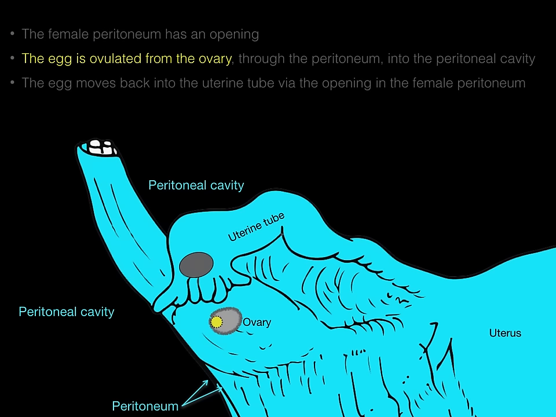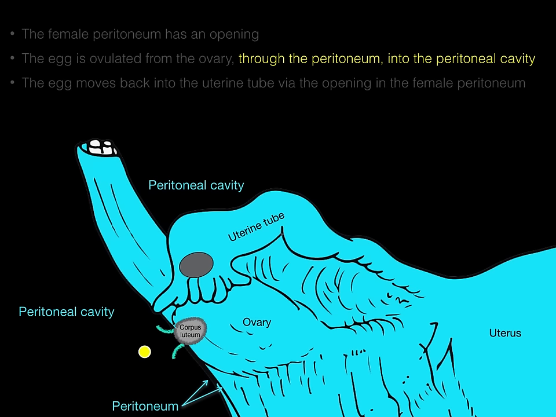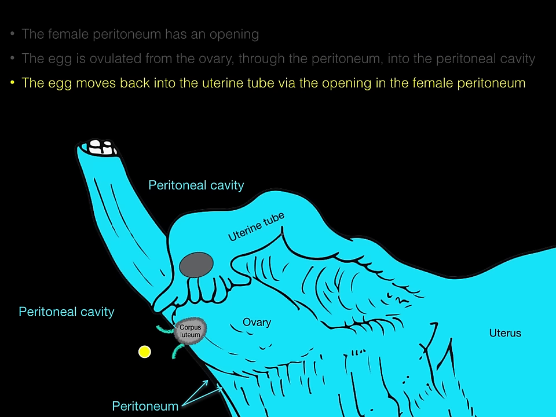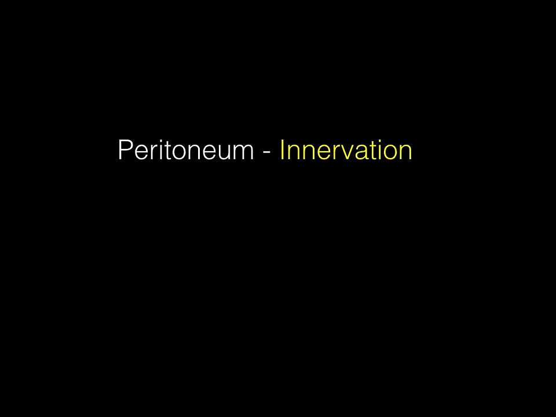Now, the purpose is for the following. When the egg is ovulated from the ovary, it's going to burst through the peritoneum into the peritoneal cavity, like that. So now the egg is in the peritoneal cavity, and that egg needs to get into the uterine tube to go into the endometrium of the uterus. And so what happens is the egg moves back into the uterine tube via the opening in this female peritoneum, and now it's in the lumen and is able to go to the endometrium of the uterus. Okay? All right, now what is the innervation of the peritoneum?